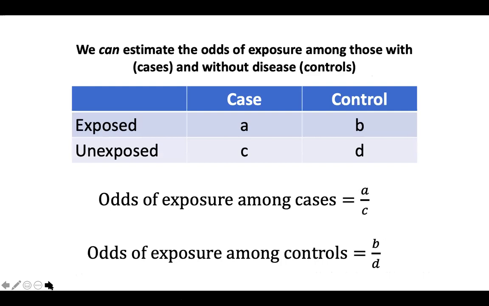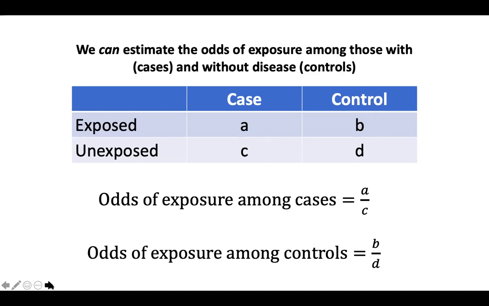So when we have this contingency table and we have a case control study, we can actually estimate the odds of exposure among those with and without the disease. So the cases are those with the disease and the controls are those without. And so your odds of exposure among those with the disease are just A, your exposure, over C, the proportion that are unexposed, and similar with controls. The odds are just B over D.